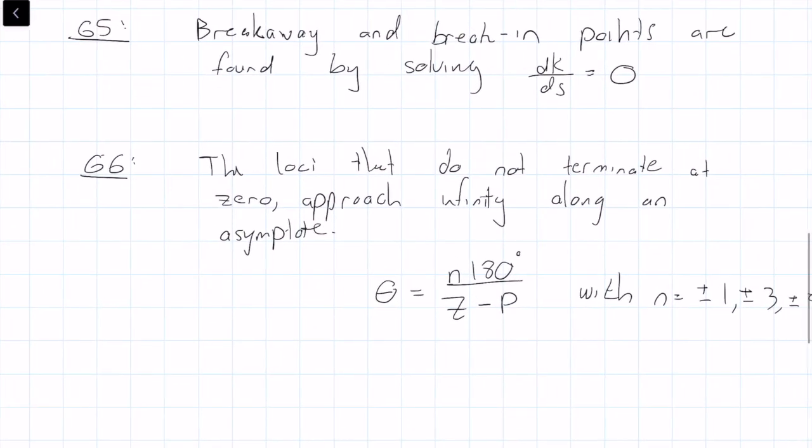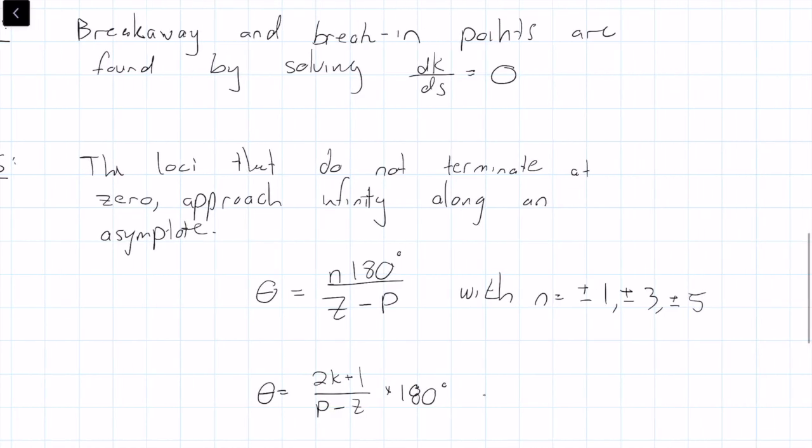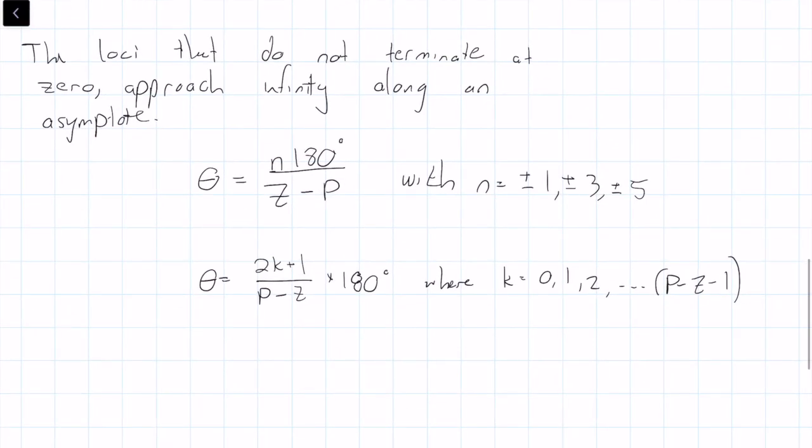There's another equation that we can use as well, which is theta. You can use either of those. Theta is equal to 2k plus 1 over p minus z times 180 degrees, where k is equal to 0, 1, 2, up to p minus z minus 1. So let's say we had 3 poles. Let's say p equals 3, z equals 1. Therefore, k would go to p minus z, which is 2 minus 1 would be 1. So it would go from 0 to 1. So we would have k equals 0 and k equals 1. So that's probably an easier method, but both of them do work.